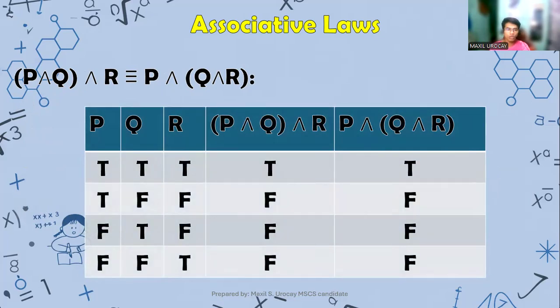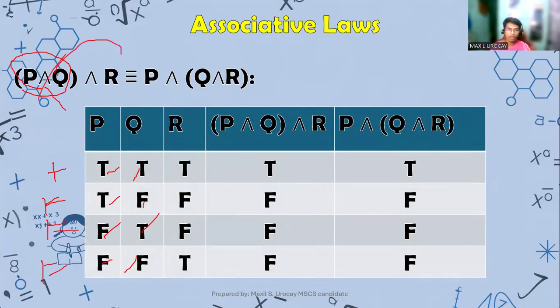Now we'll calculate that with a truth table. This is how it works. We'll calculate first the P and Q. Remember that true and true will become true, okay? So true and true is true. True, false is false. False and true is false. False and false is false. So we're done with this.